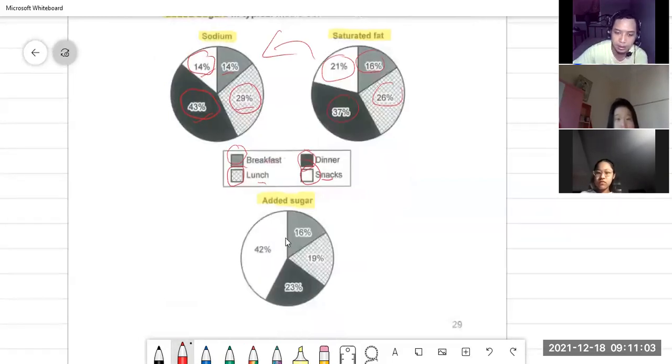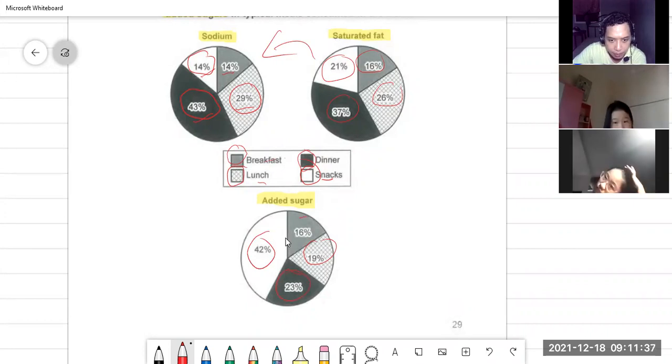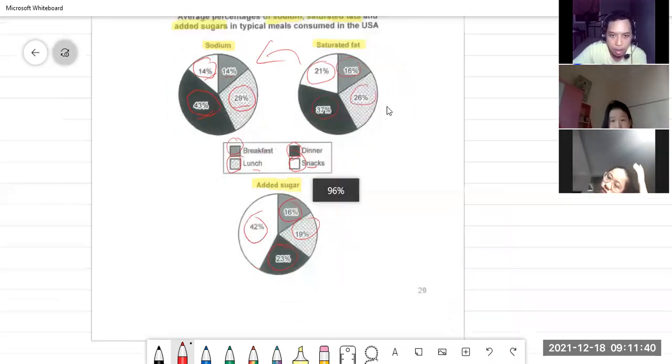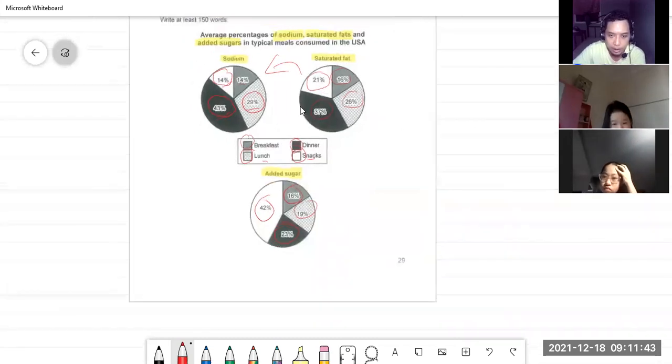Next, Ngak. Can you explain here the added sugar? The sugar has 32% for snacks. For breakfast it has 13%, for lunch 19%, and dinner 23%. Okay, very good. So for snacks it is 42%, for lunch 19%, for dinner 23%, and for breakfast 16%. So here's the chart of the typical meals consumed in the USA.